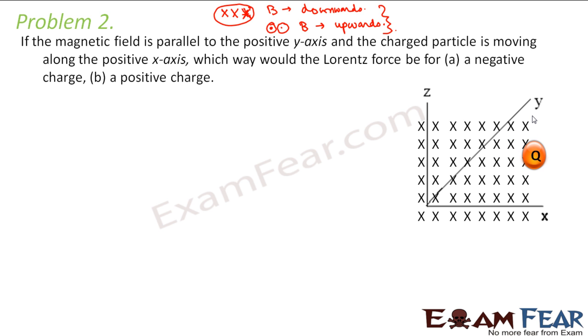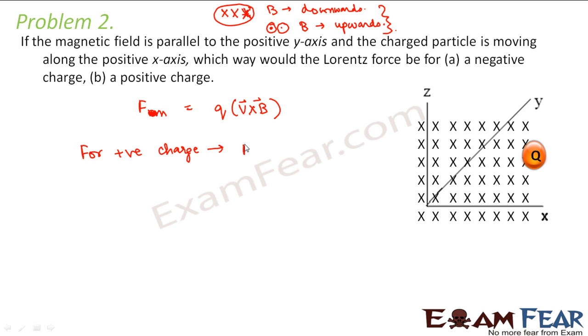Which way would the Lorentz force be for a negative charge and for a positive charge? We will first calculate it for a negative charge. What would the Lorentz force be? We know that the Lorentz force is given by Q into V cross B, so V cross B will basically determine the direction. Now let us first consider a positive charge.